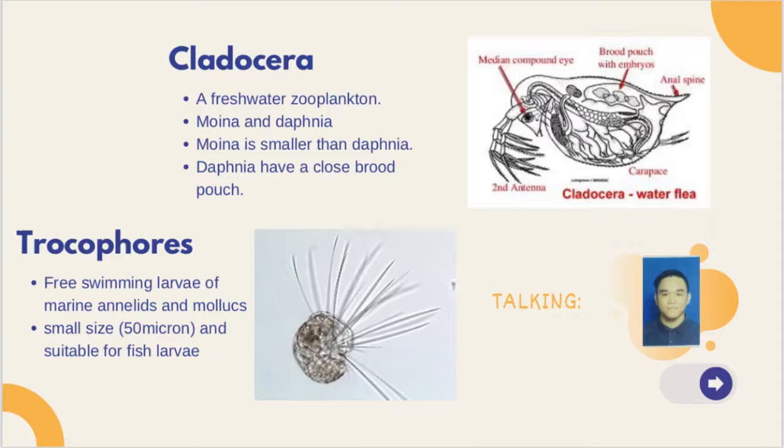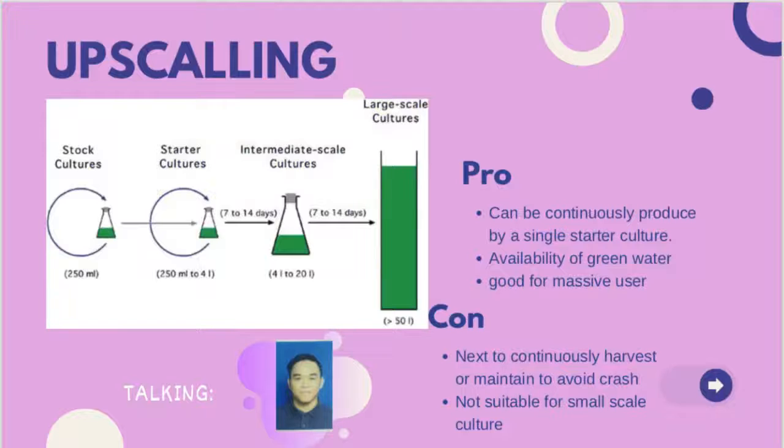So we move to the Cladocera. Cladocera is a freshwater zooplankton. There are various types of Cladocera, but the most important are Moina and Daphnia. Moina is relatively smaller than Daphnia, but Daphnia have a closed brood pouch compared to Moina, which has an open brood pouch. And lastly, Trochophores. Trochophores are free-swimming larvae of marine annelids and mollusks. They are very small, about 50 micrometer, and suitable for fish larvae.